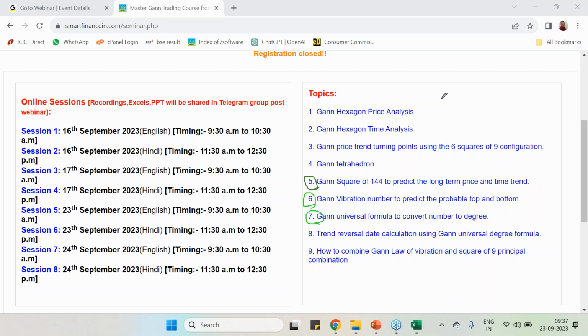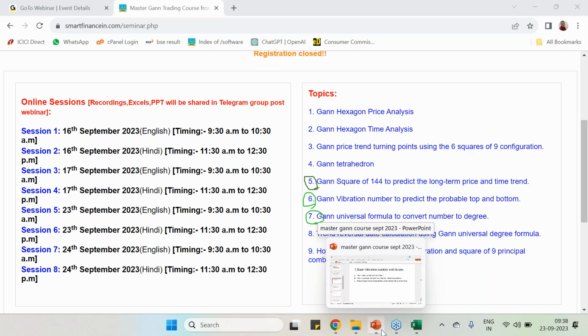These multiple formulas you are going to learn, this universal formula has a very big importance, and it will change all your calculation to a great extent. Your forecast will improve multifold. That is what it has the ability to do. The law of vibration, how we will add it with the Square of 9 principle, that also I will tell you. These are very important concepts because they have to be taken very seriously.